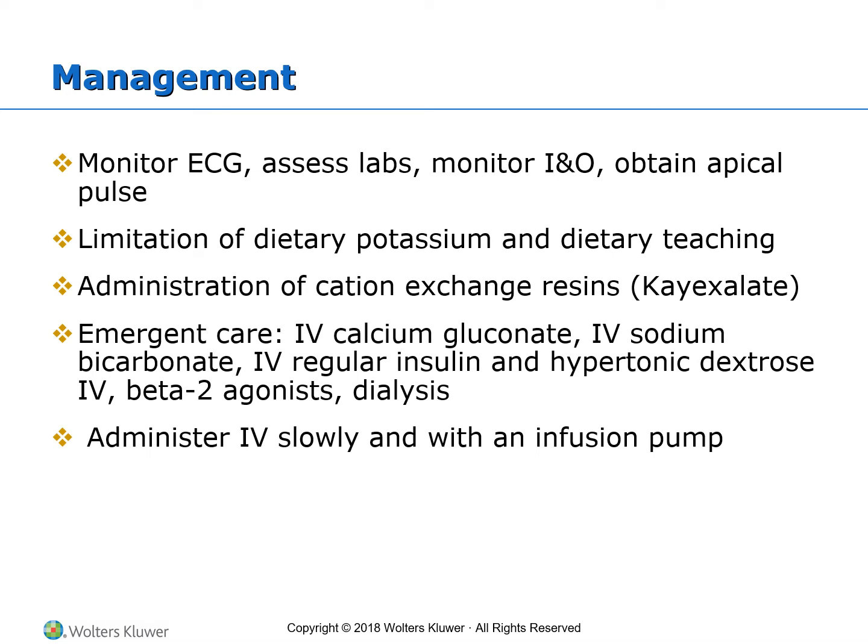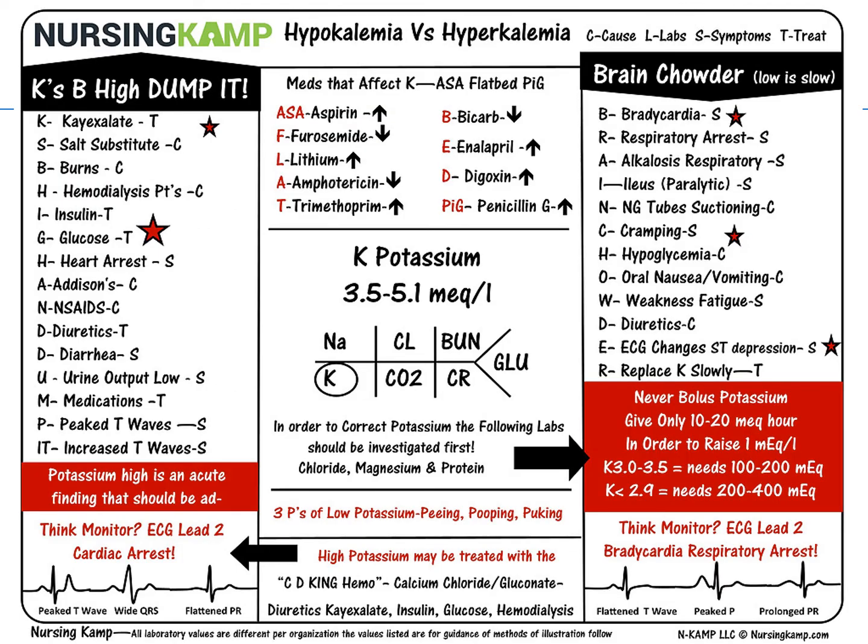If it is an urgent, emergent situation, they can give calcium gluconate and sodium bicarb. They also can give insulin, hypertonic dextrose, beta agonists, and they can even do dialysis. The bicarb and calcium gluconate are given as a slow vial push, but the insulin and the dextrose would be done through an infusion pump. Okay. And here's high and low as far as the potassium goes.